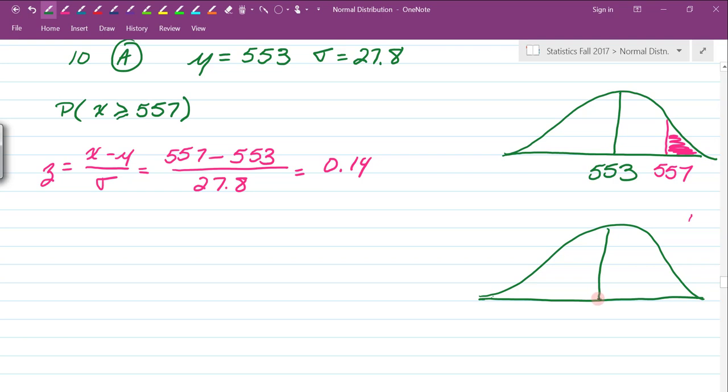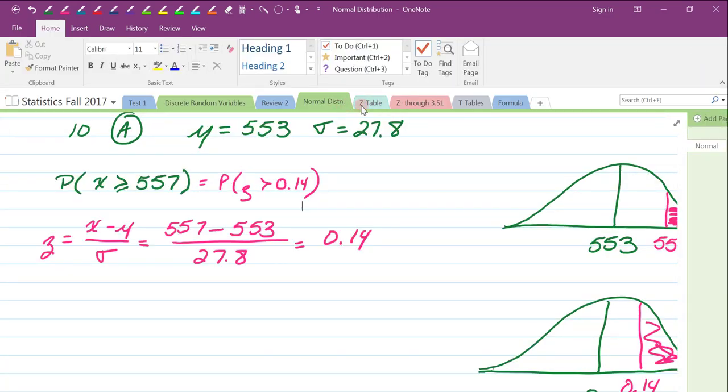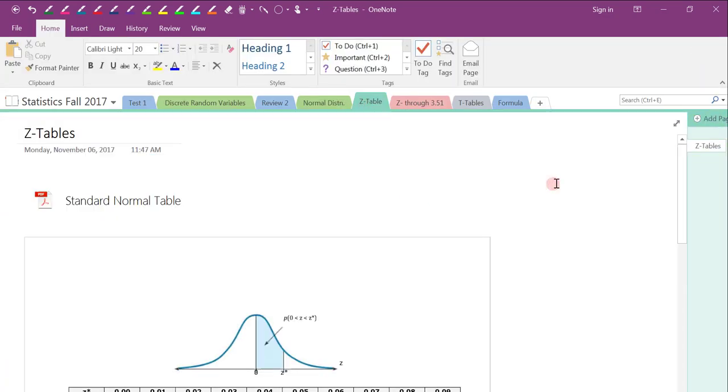We put our mean in the center, and we're going to put our z right here as 0, and 0.14. And we're looking for this area right in here, where z is greater than 0.14. So this is actually equal to the probability that z is greater than 0.14. And to find that, we're going to use our z tables. So we're going to switch screens here real quick. And our z is right here.